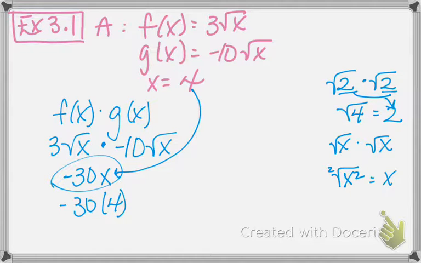So negative 30 times 4. You guys should be able to do this in your head. If not, I should be silently judging you, but I'm in another city right now. So your answer will be negative 120.